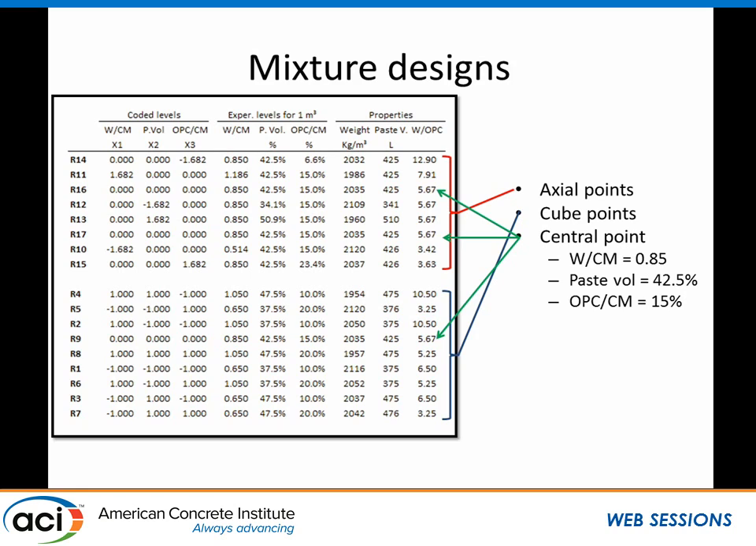The paste volume, 0.42. If you're making concrete, you would expect that number to be something around 30%. Here it's up at 40%. The OPC versus cementitious ratio, 15%. My goodness, that's really low. A lot of fly ash in there.